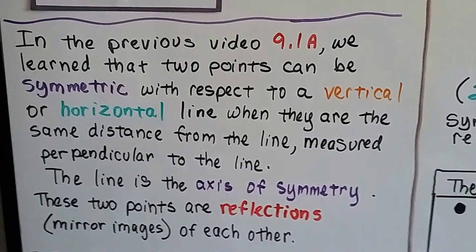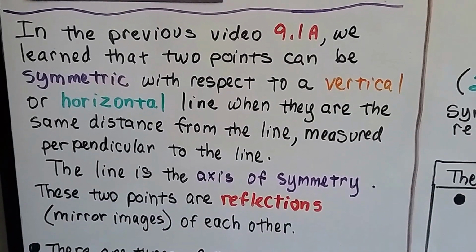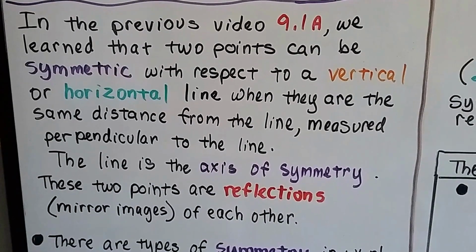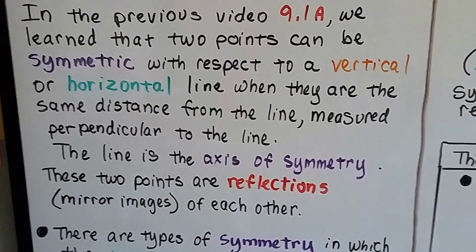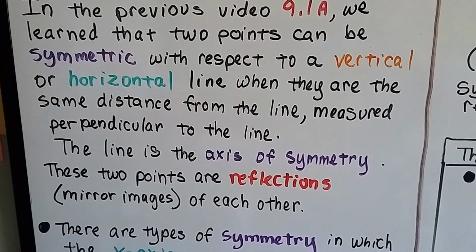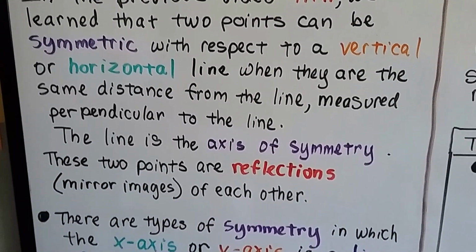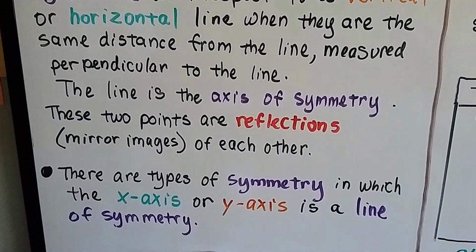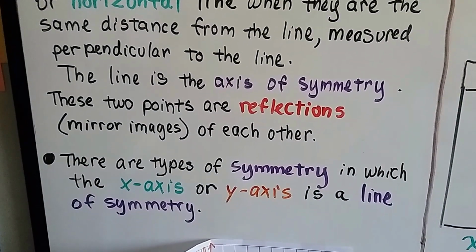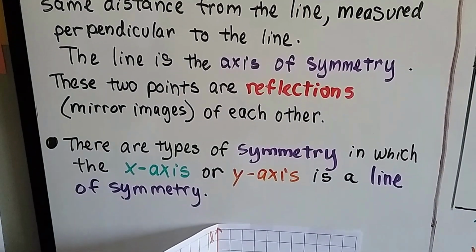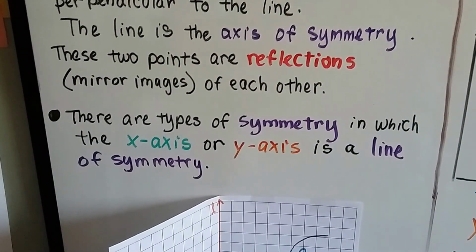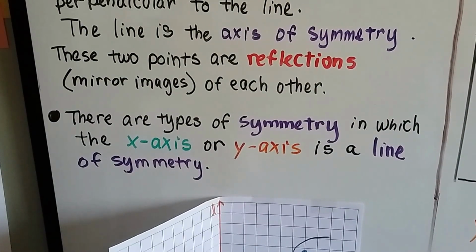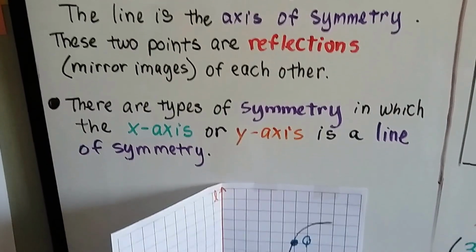So, in the previous video, 9.1a, we learned that 2 points can be symmetric with respect to a vertical or horizontal line when they're the same distance from the line, measured perpendicular to the line. And the line is the axis of symmetry, and these 2 points are reflections. They're mirror images of each other. And there's types of symmetry in which the x-axis or y-axis is a line of symmetry.